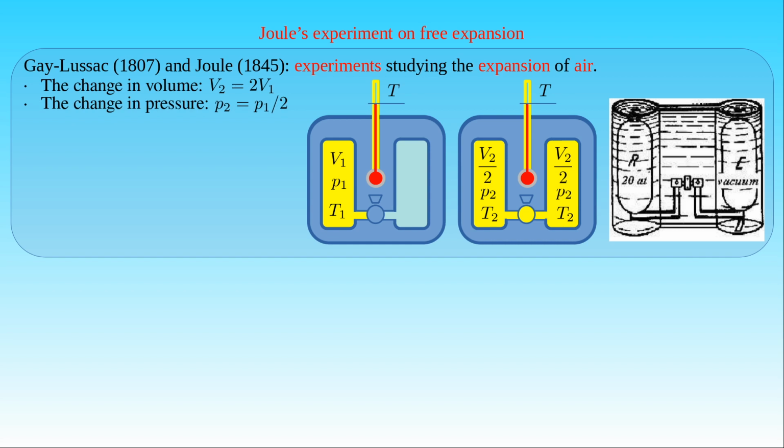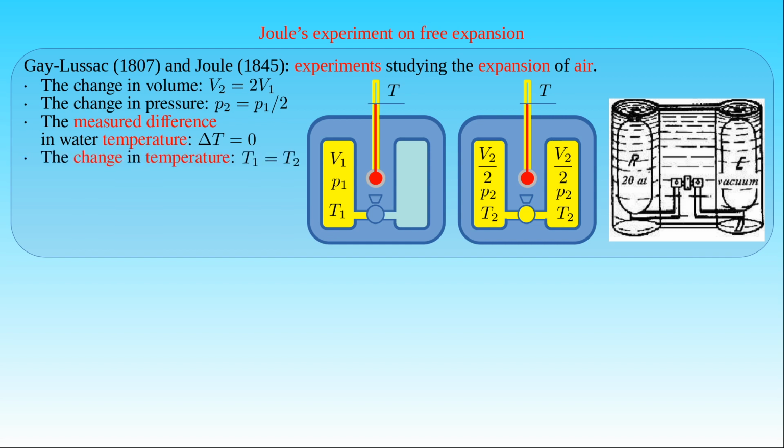When Joule performed the experiment, he carefully measured the change in the temperature of the water in the calorimeter. However, he was not able to detect any change of the water temperature, which indicated that the gas did not absorb any heat from the water. Therefore, the initial temperature T1 of the gas was equal to its final temperature T2, in contradiction with the expectation that the gas would cool off under expansion.